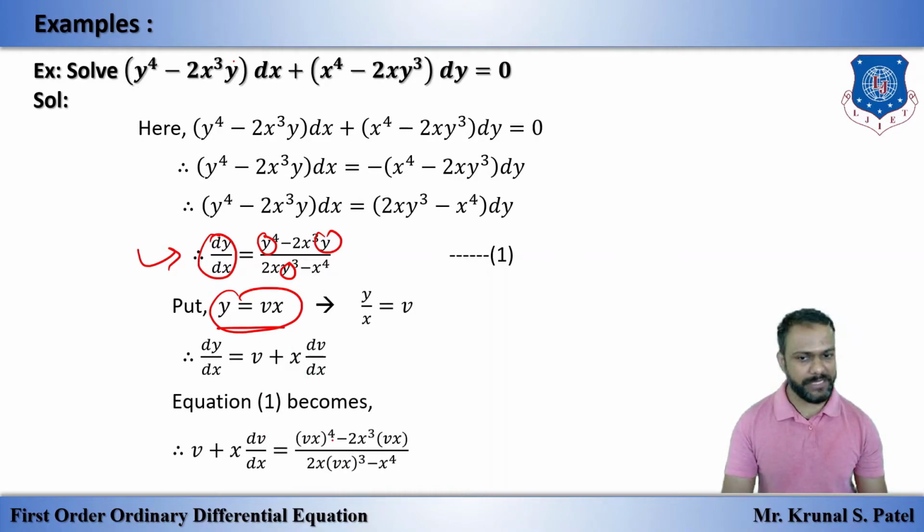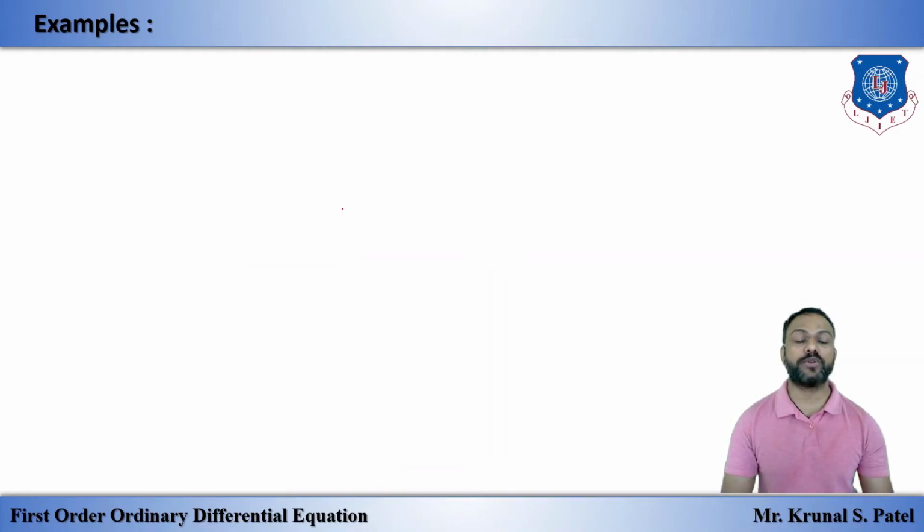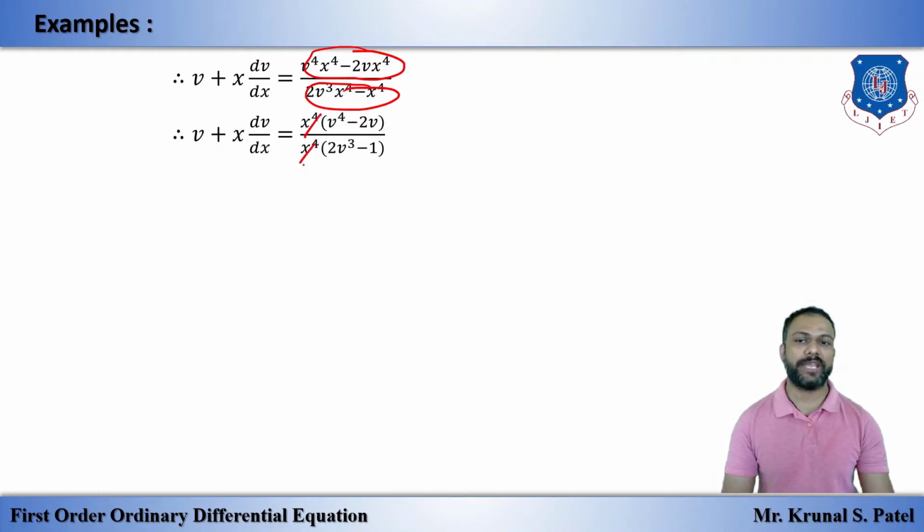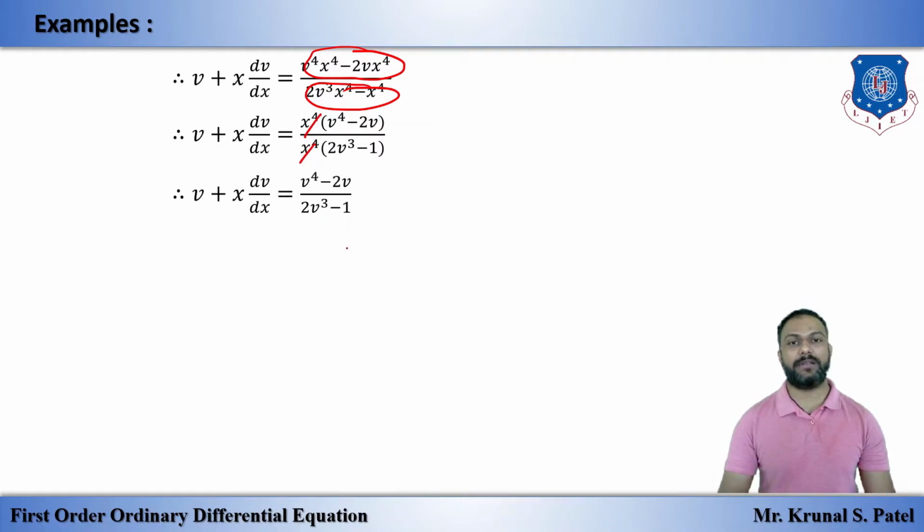So equation 1 becomes this, and now we know that (vx) whole raised to 4 means v raised to 4 x raised to 4, and by multiplying this we have 2v x raised to 4, same as in the denominator. So you can find that each power of x is equal. So we can take x raised to 4 common from the numerator, same as in the denominator, and by cancelling out we have the remaining term. After putting the value y is equal to vx and the value of dy by dx, we just have to take common the maximum x. So x will be removed from the right hand side and we will take v on the right hand side after cancelling out the x.